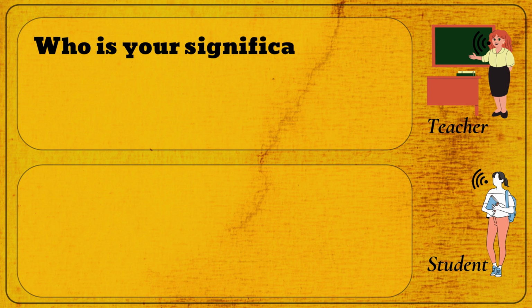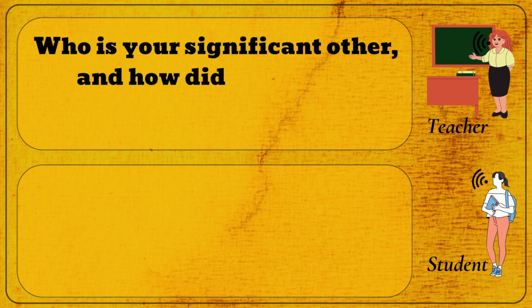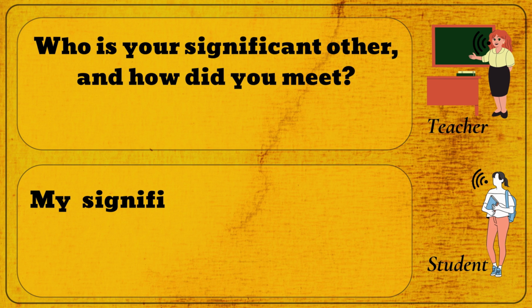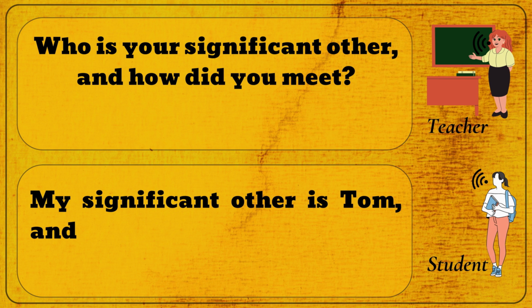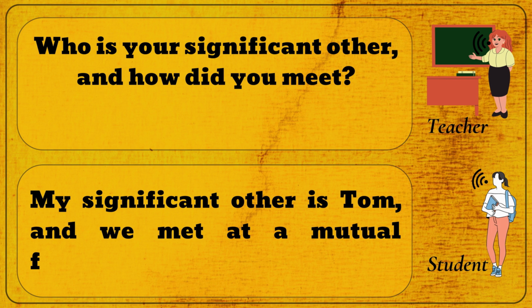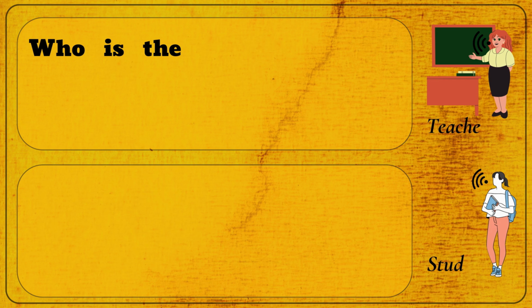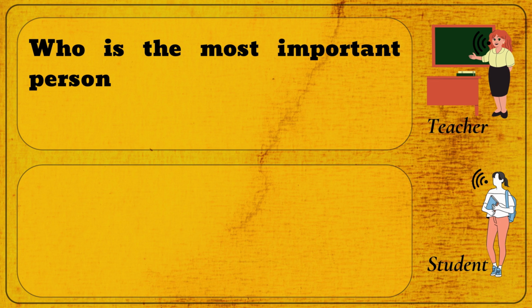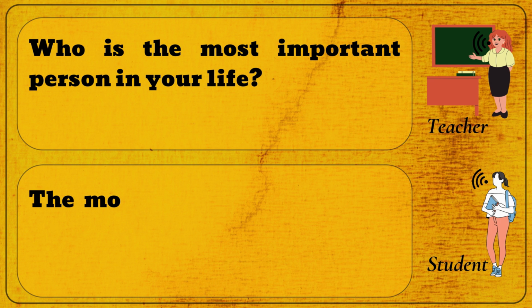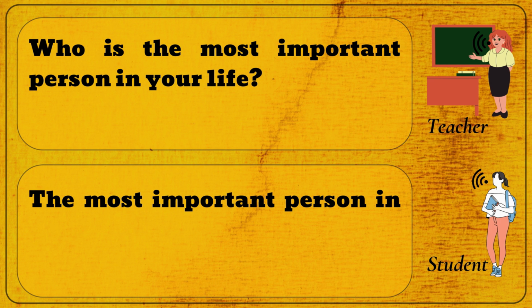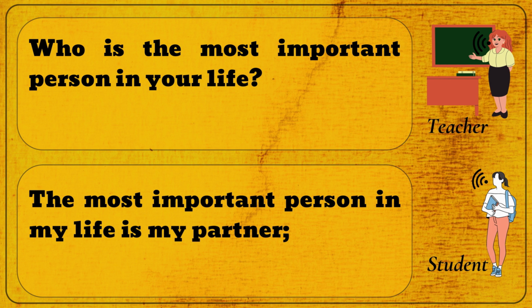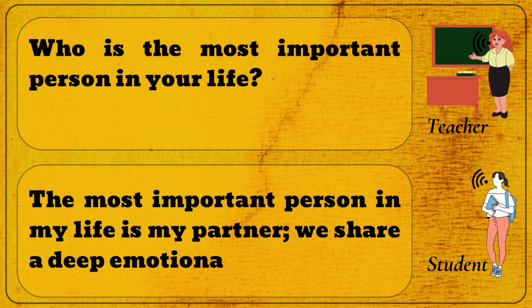Who is your significant other, and how did you meet? My significant other is Tom, and we met at a mutual friend's birthday party. Who is the most important person in your life? The most important person in my life is my partner. We share a deep emotional connection.